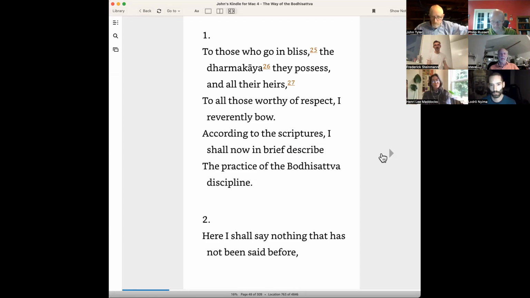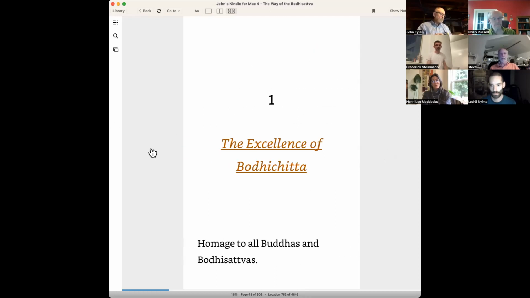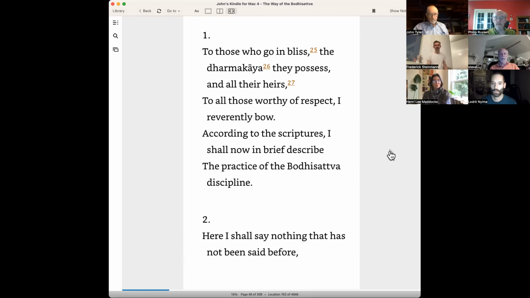So this is under the heading of the excellence of bodhicitta, and also this is homage to all the Buddhas and Bodhisattvas.